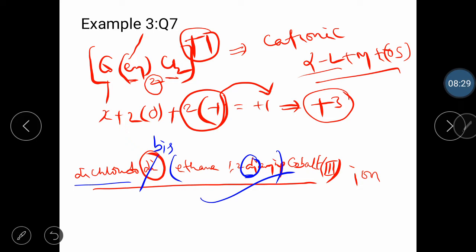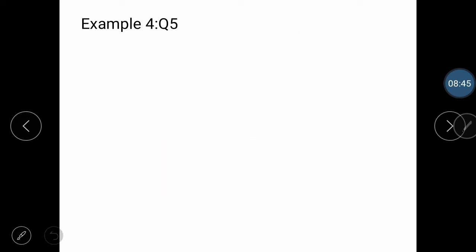So remember when to use bis, tris, all those. When the ligand name itself contains di or tri, then we should use bis. Okay, yes. Now let's go for example number 4, the question number 5 I'm taking. So what is example 5?